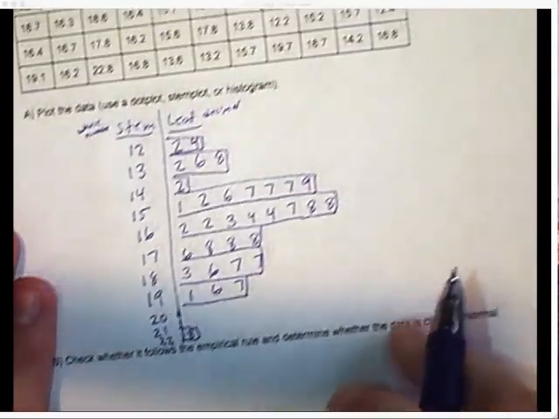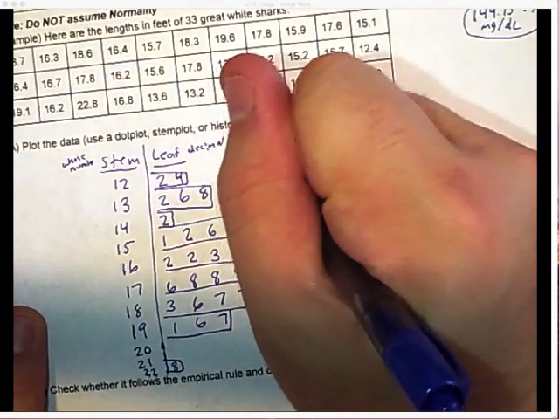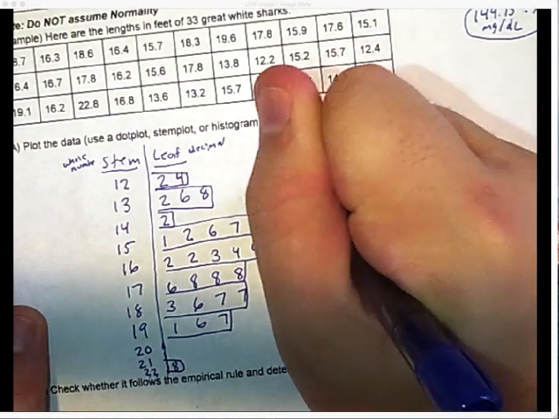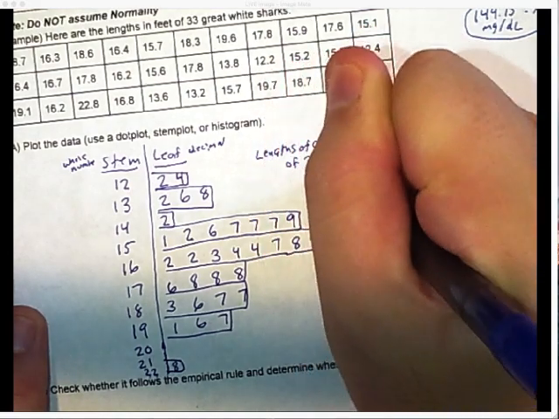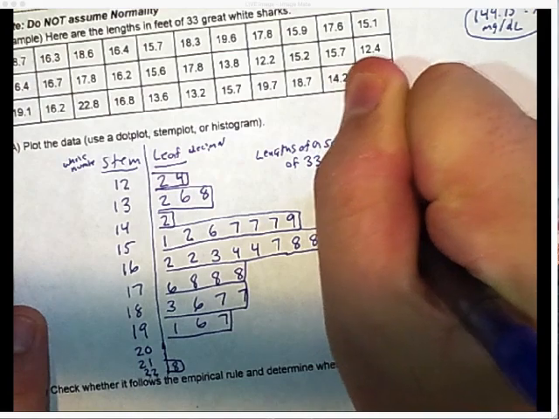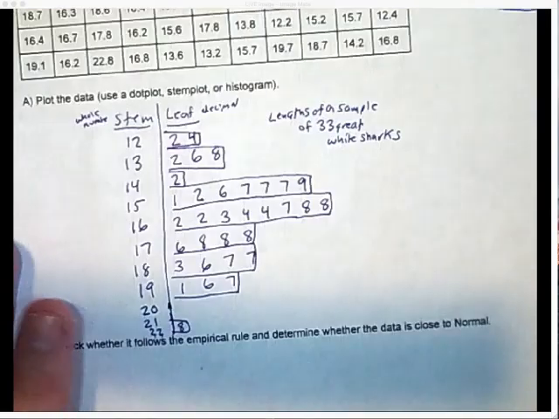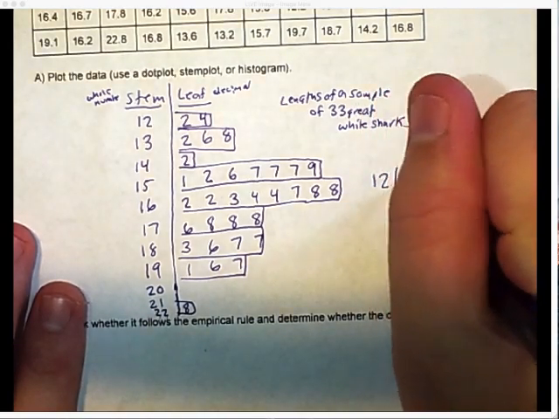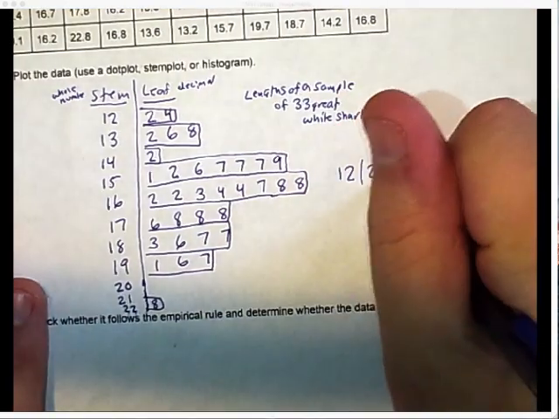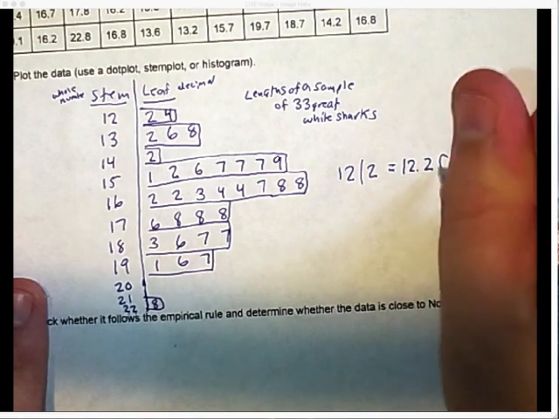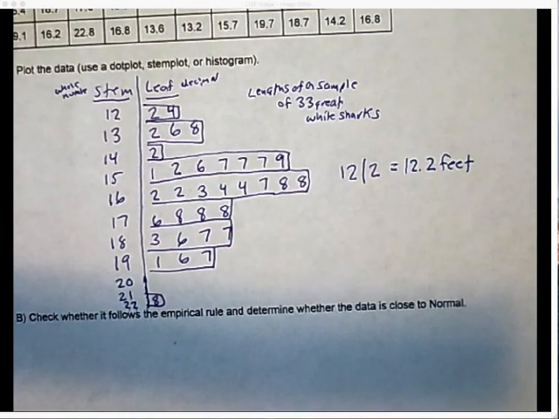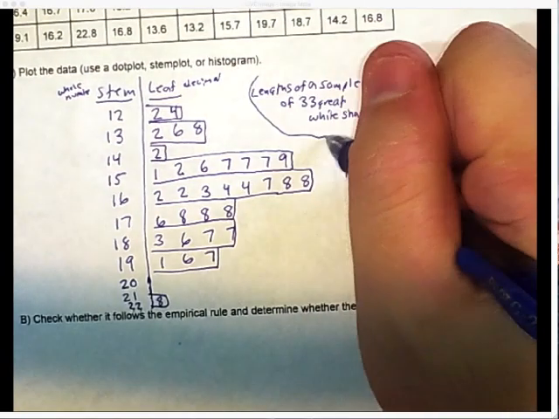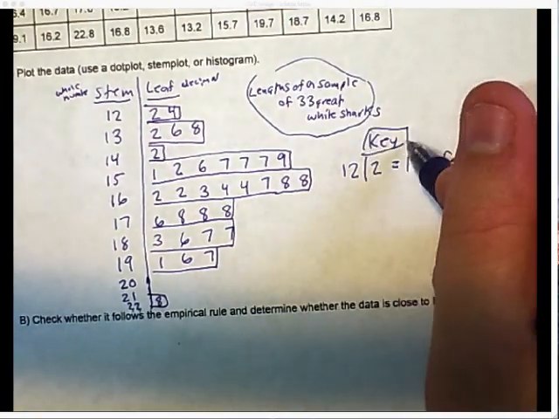But on the stem plot, to get full credit, give it a title: lengths of a sample of 33 great white sharks. Okay, so give it a name, that's a title, and then give a key. So tell the reader that 12.2 equals 12.2 feet with units. So that's your key. Okay, title, key, needed for full credit.